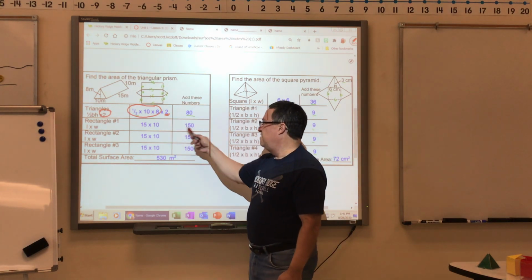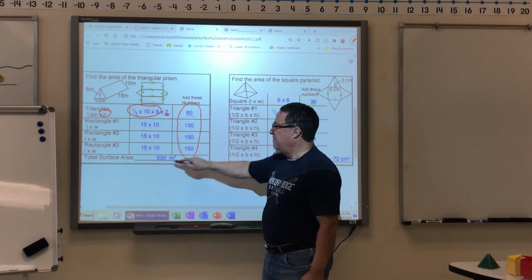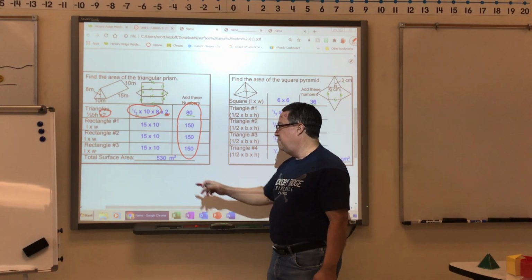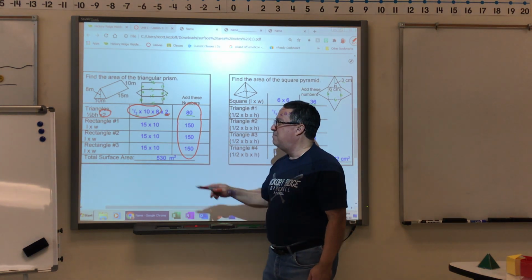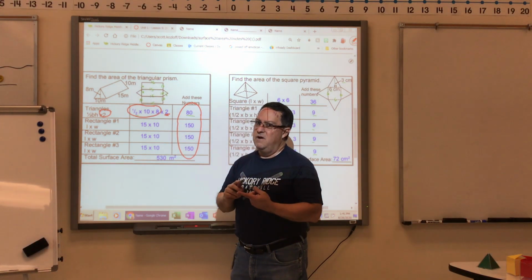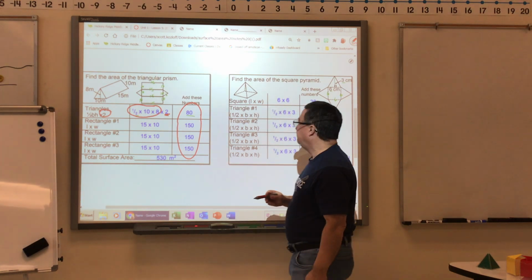Okay? So you're going to find each one of these, add them all together, and that gives you your total surface area. One thing I want to caution you about when we're doing surface area, remember, we're multiplying units by units. So m times m is m squared. Okay?